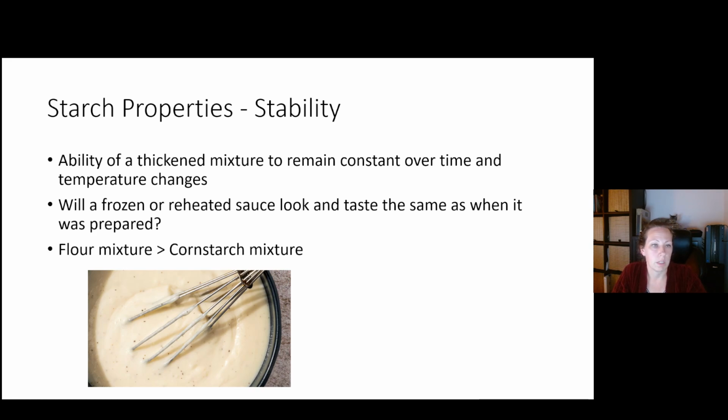The easiest example is a flour mixture. Flour mixtures are more stable than cornstarch mixtures. So you refrigerate a gravy and reheat it. It's generally going to be pretty close to the same gravy once you've reheated it, versus a cornstarch mixture, which is not. You're more likely to have had syneresis that's gone on while it was refrigerated and potentially end up with some lumps and things when you reheat.